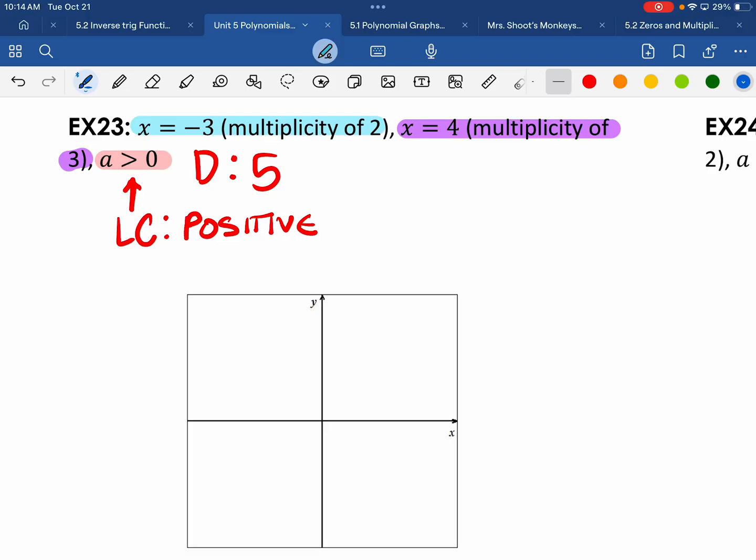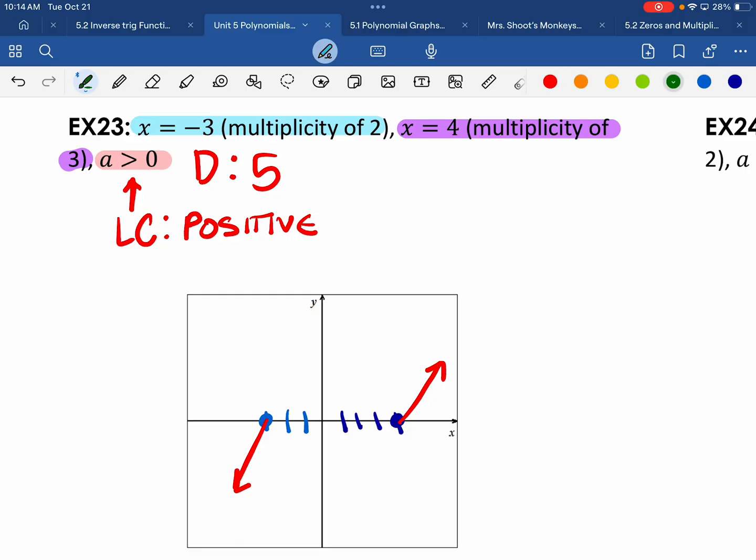All right, so I'm going to plot my zeros. I've got -3, 1, 2, 3. And I'm going to plot 4. 1, 2, 3, 4. For your end behavior, I'm not going to write it in limit notation. I'm just going to draw some arrows. Since my leading coefficient is positive, what's the right side doing? Going up. And since my degree is 5, the left goes down. Yep. So it's odd, so they're going to go in opposite directions.